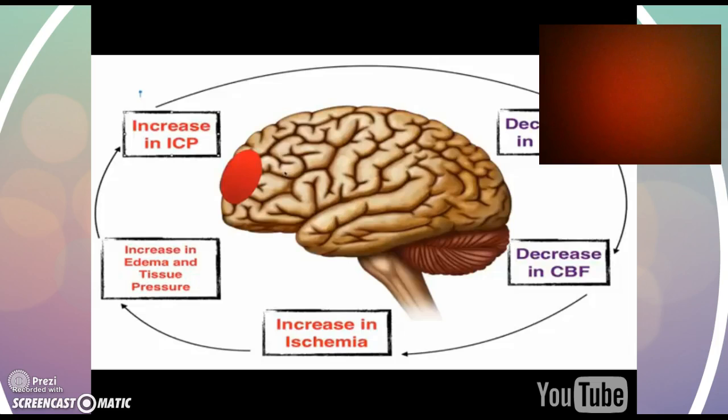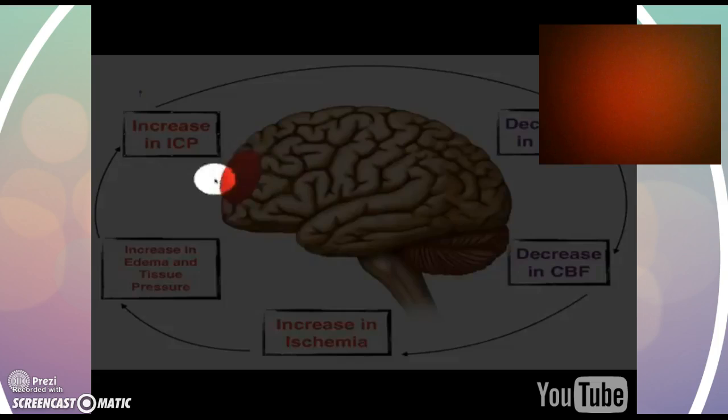Now there's an equation for cerebral perfusion pressure: MAP, or mean arterial pressure, minus ICP, or intracranial pressure. So cerebral perfusion pressure is equal to MAP minus ICP. We'll come back to that later. Another thing you should know is that normal ICP is 10 to 15 millimeters of mercury, and we're going to talk about what happens when that increases.